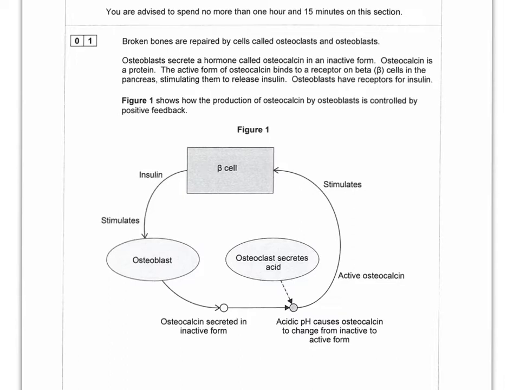So in this example here, we can see that when osteoclastin is produced, it interacts with the B cell, but that then causes more insulin to be released, and then more insulin release interacts with the osteoblast, causing more osteoclastin to be released. So it's the fact that osteoclastin causes more insulin to be released, and then more insulin causes more osteoclastin to be released. That's an example of positive feedback.